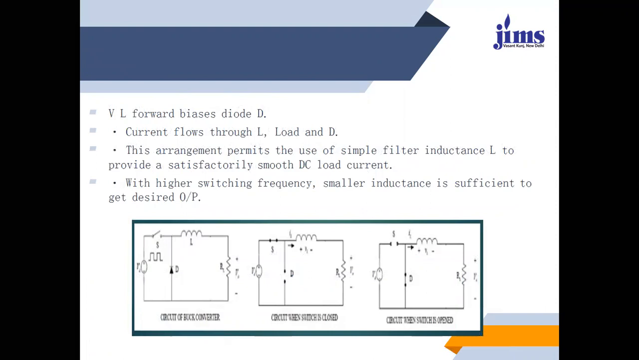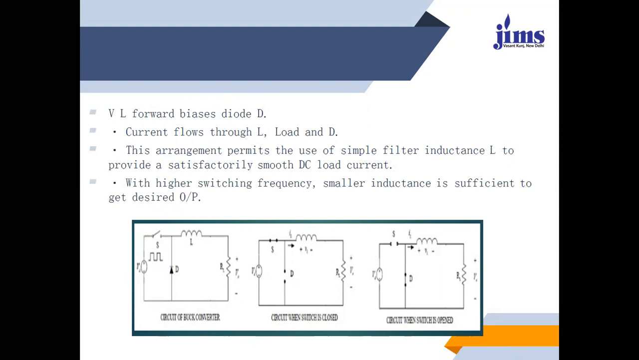The load voltage forward biases the diode D. Current flows through L, the load and D. This arrangement permits the use of a simple filter inductance L to provide a satisfactorily smooth DC load current. With a higher switching frequency, a smaller inductance is sufficient to get the desired output.